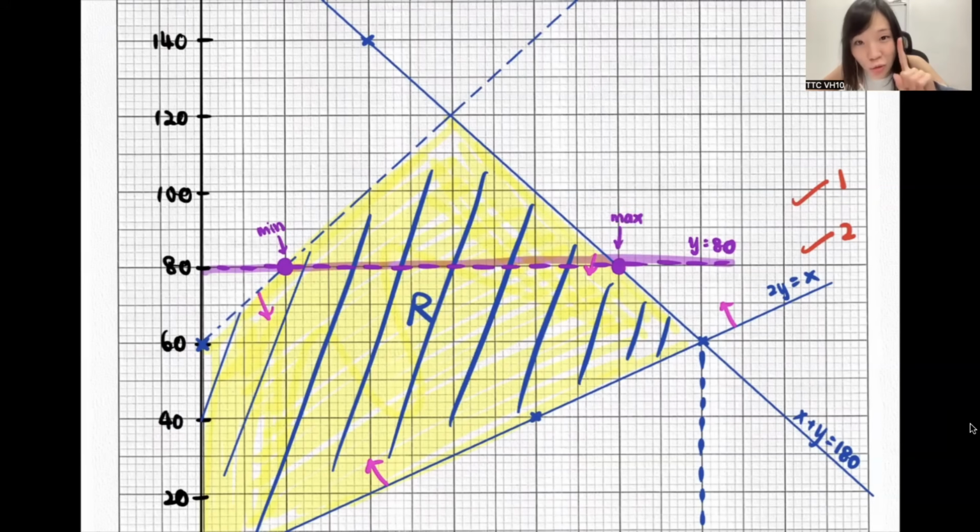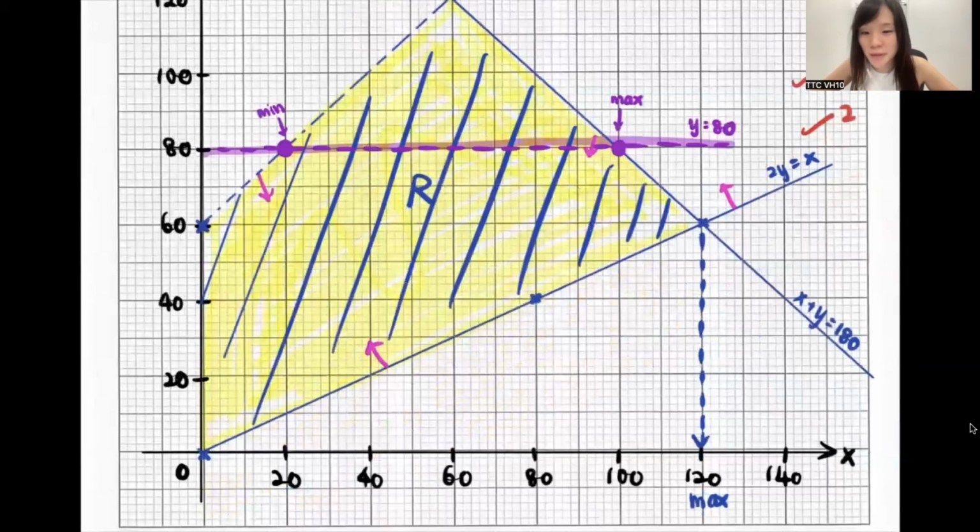Now, you know why you're wrong? Because everyone will straight away tell me, then teacher, 100. No, it's not 100. You know why not 100? Okay, my dear, listen to me first. I don't want to know the minimum X, the maximum X. I want to know the maximum profit.